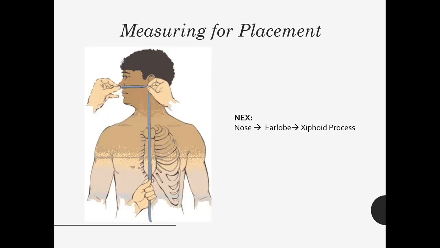Okay, so once you have your supplies, you're always going to measure your NG tube first. How we do this, and you'll practice this in lab, is we take the very end of it, put it by the nose, and then go to the earlobe, and then down to the xiphoid process. That is the pointy part of your sternum. You can see down where they're holding it. You can maybe feel on yourself. It's in between where the ribs come together at the bottom, a little pointy part. And that is how you should measure it.